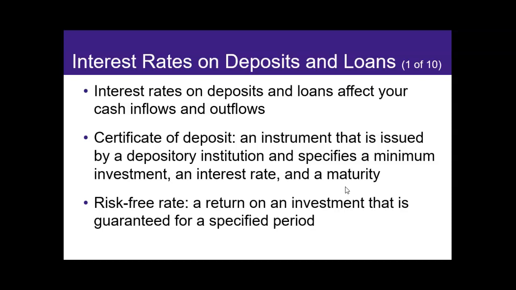So, for example, you may purchase a CD that costs $1,000. It may have a 2% interest rate. It may mature in 12 months. So, at the end of that 12-month time period, you receive back the amount you invested, the $1,000, plus the interest earned over that 12-month period. The interest rate is known as a risk-free rate because it is a guaranteed rate on that particular investment.